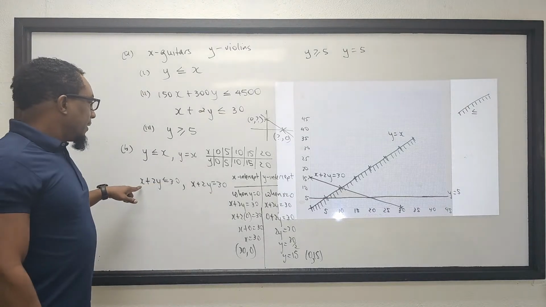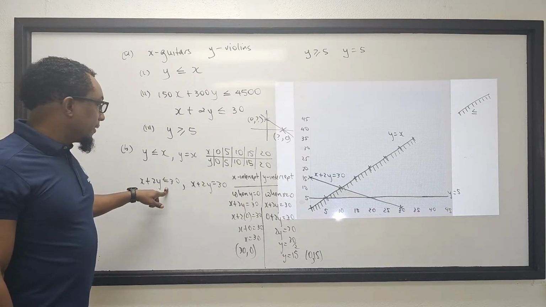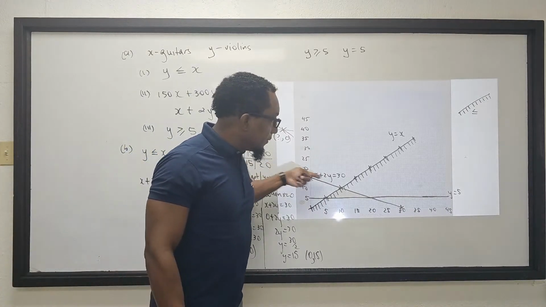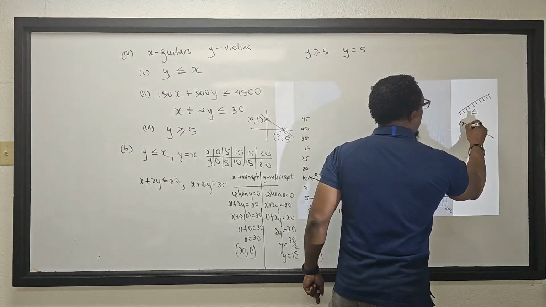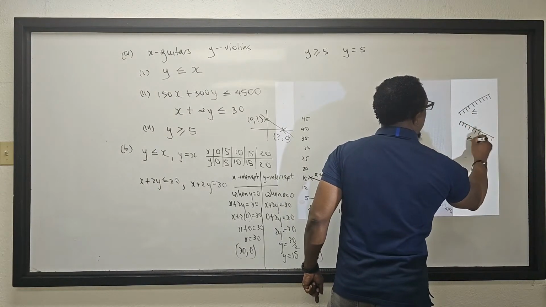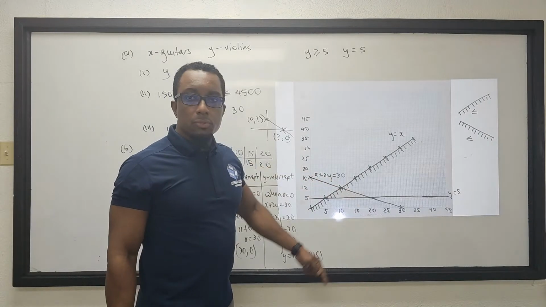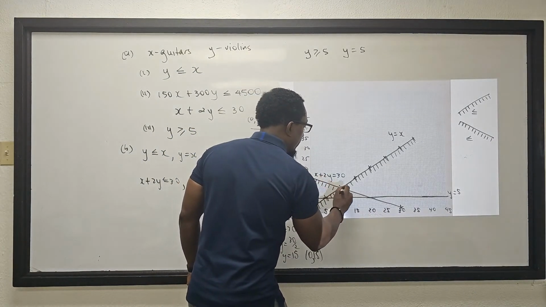Let's look at x plus 2y is less than or equal to 30. Again, once I have a line sloping this way, less than or equal to means I'm going to shade in that direction. So that is less than or equal to. This is my line x plus 2y equal to 30. I'm going to shade below the line.